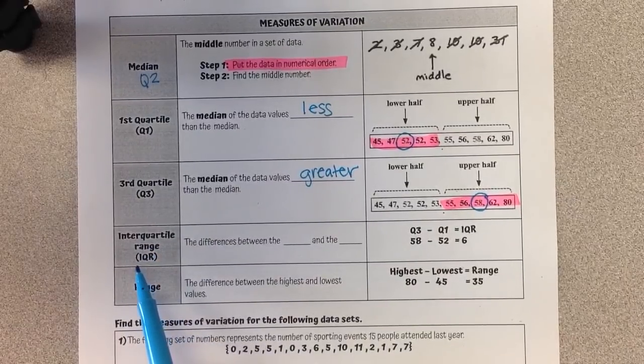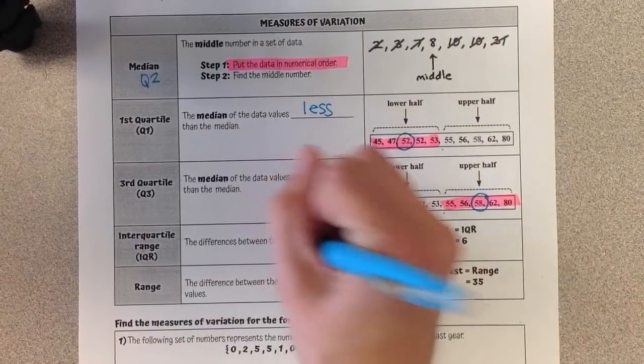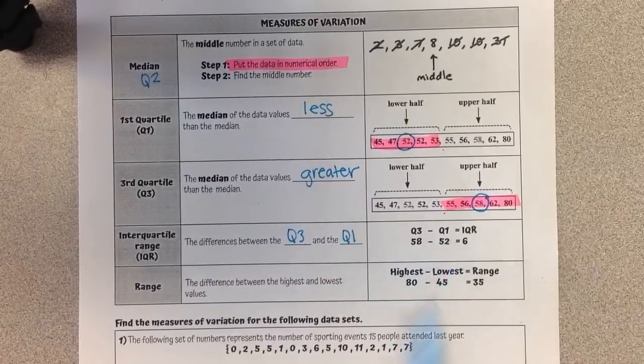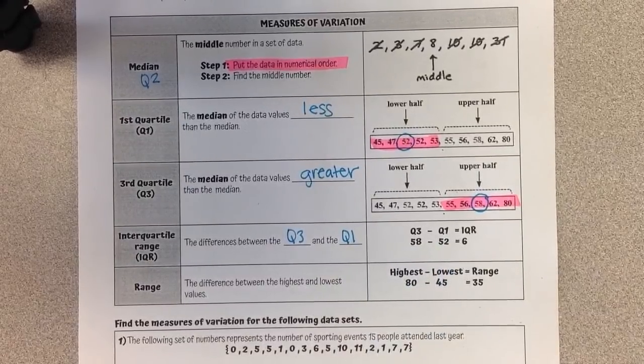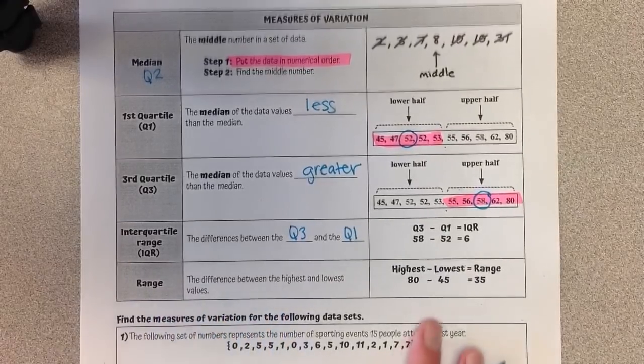Then our interquartile range. You might already know what a range is, but the interquartile range is the difference between the Q3 and the Q1. So you're just subtracting Q3 minus Q1 to get your interquartile range, which we call the IQR. And then range is something you may already be familiar with. It's the difference between the highest and the lowest values.